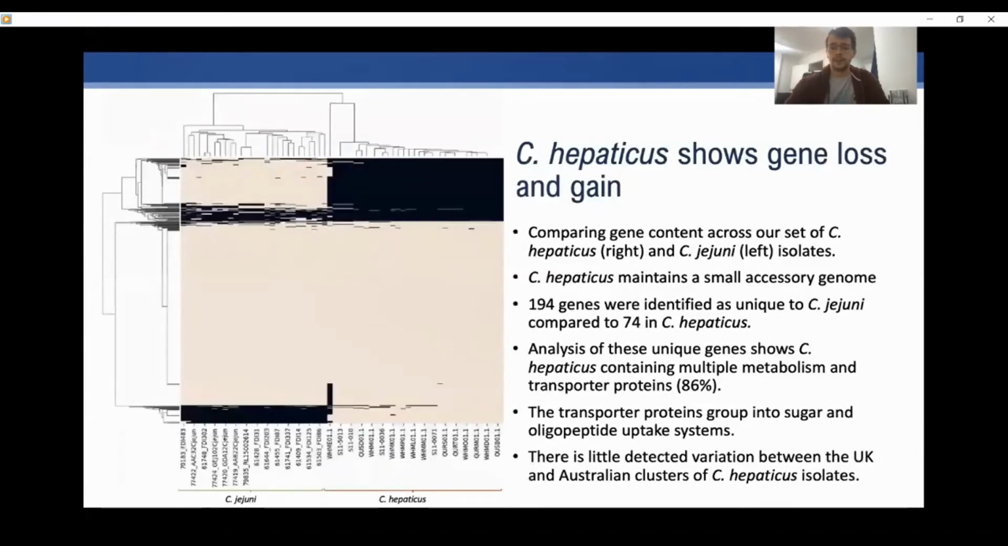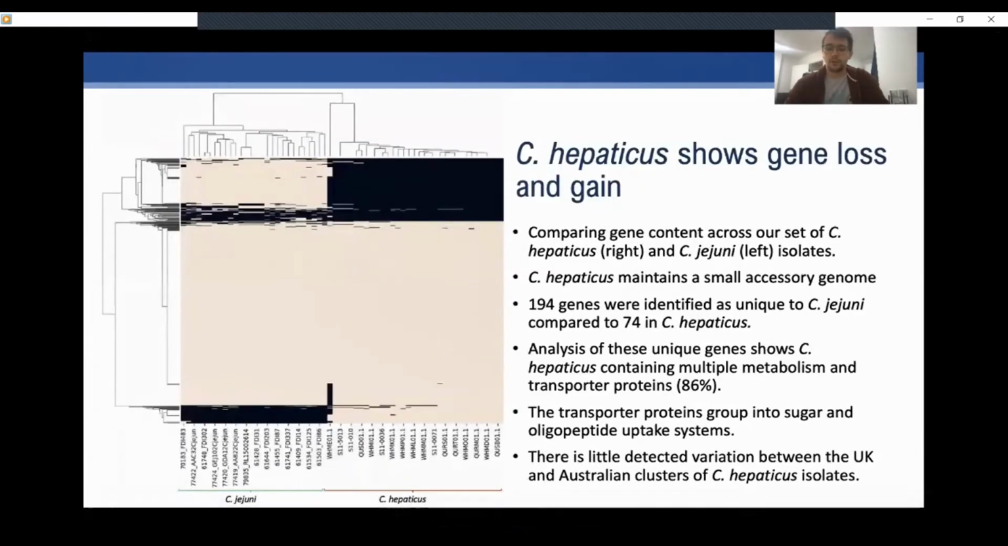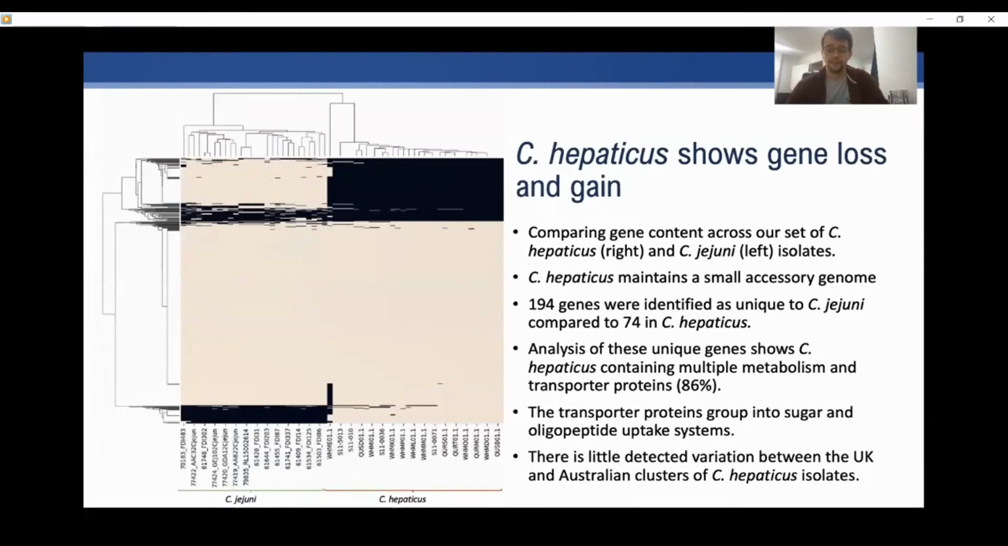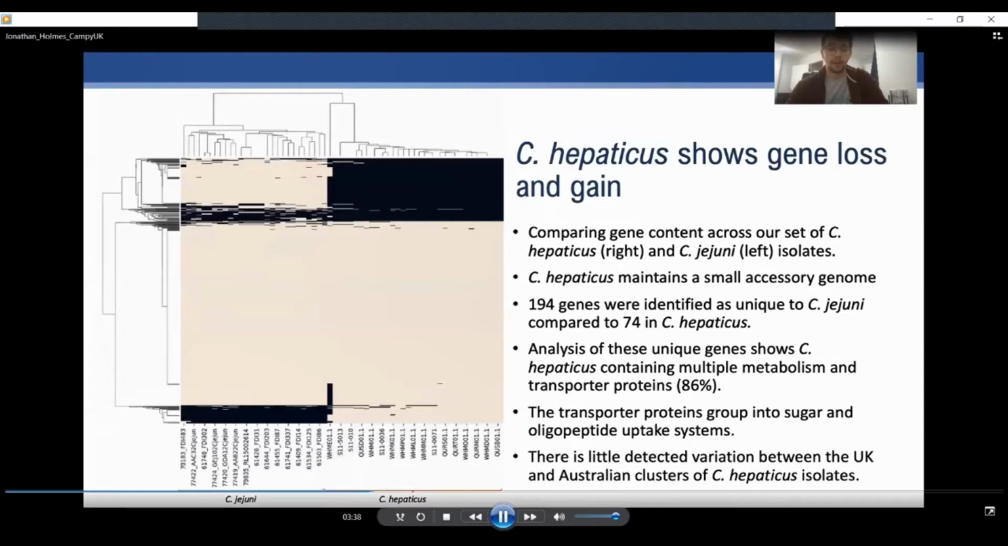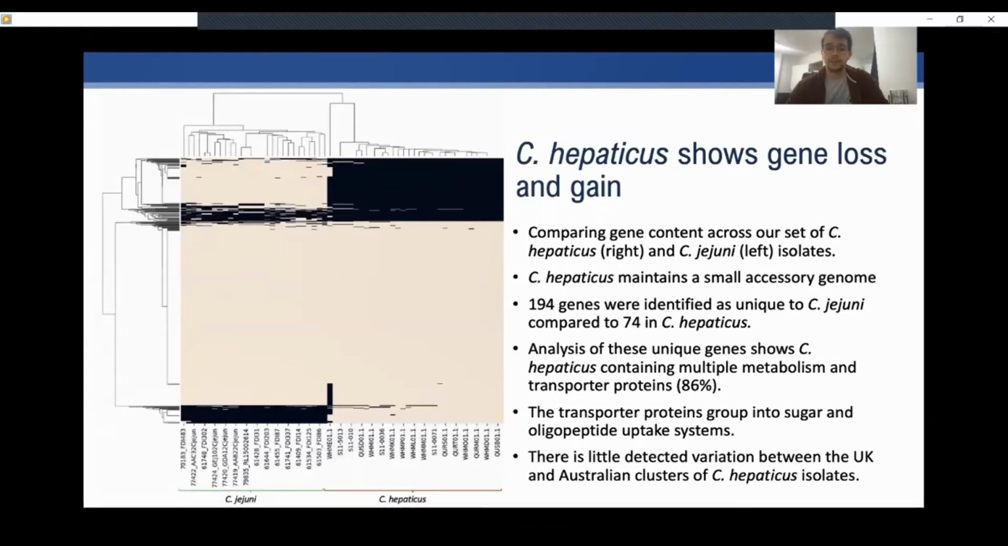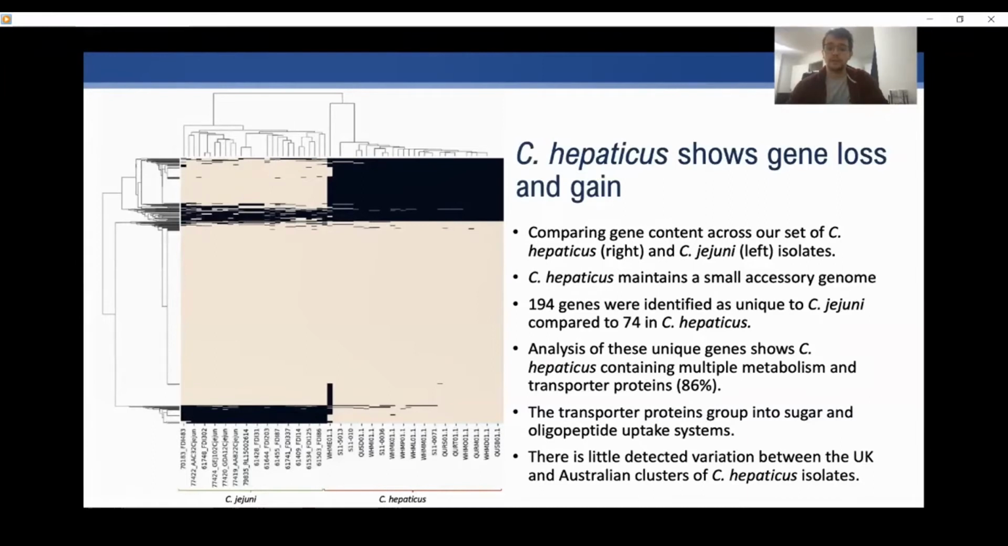To begin with, we drilled down on what kind of gene loss and gene gain was going on here. The dendrogram compares our set of C. hepaticus isolates on the right to our C. jejuni isolates on the left, where black indicates the absence of a gene and white indicates the presence of a gene. Immediately, C. hepaticus contains a much smaller core genome and a very small accessory genome.